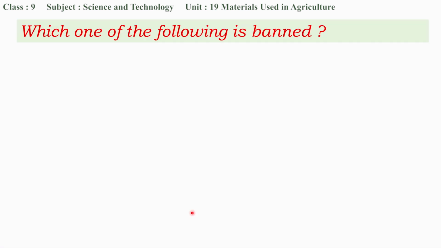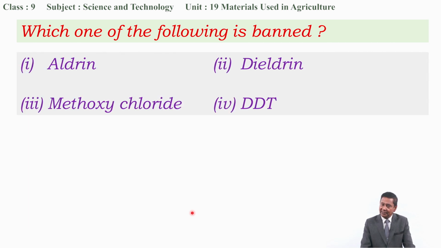Look at this. Which one of the following is banned? Aldrin, dieldrin, methoxychlor, DDT. All these are pesticides. Which one is banned? I told you DDT is banned.